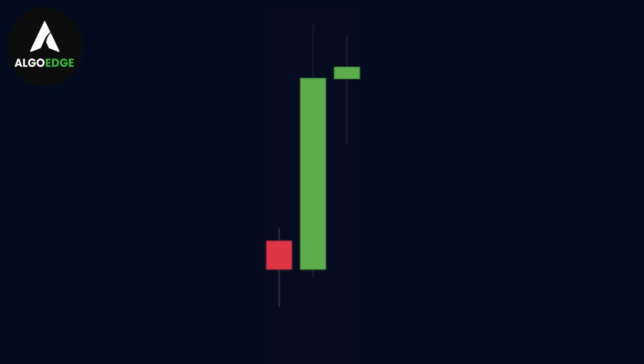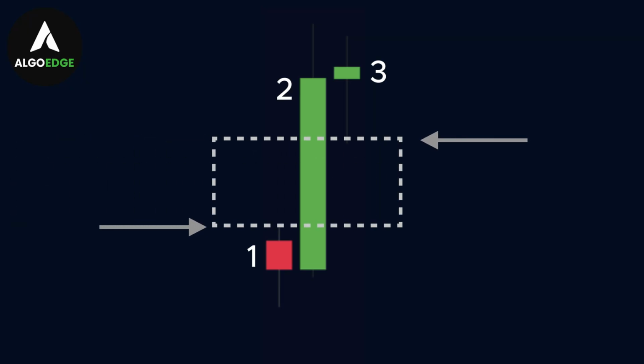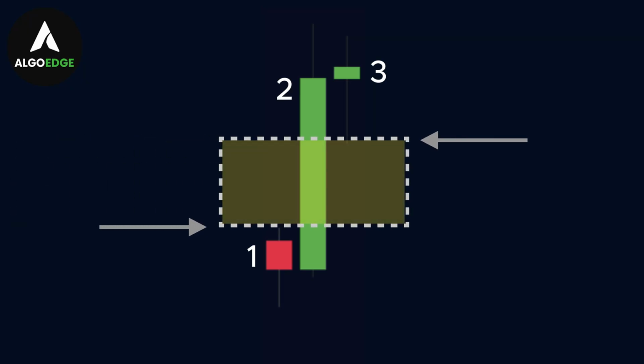A bullish FVG is simply a three-candle pattern. First, we look for a strong bullish candle that's significantly larger than the candles on either side. Next, we compare the candle before the impulse move with the candle after it. If the high of the first candle does not overlap with the low of the third candle, a price gap is created between them. This area is called a bullish fair value gap, or a bullish FVG.